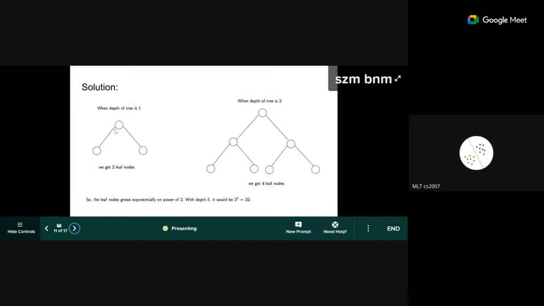So basically, if you have a tree of depth 1, you are going to get 2 leaf nodes. When you have a tree of depth 2, you are going to get 4 leaf nodes. So it is just growing exponentially with the power of 2. If you have a tree of depth 5, it is 2 to the power 5, which is 32. So there are going to be 32 leaf nodes in this case.